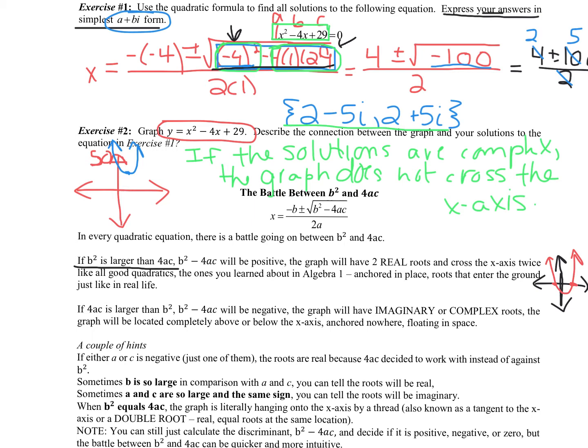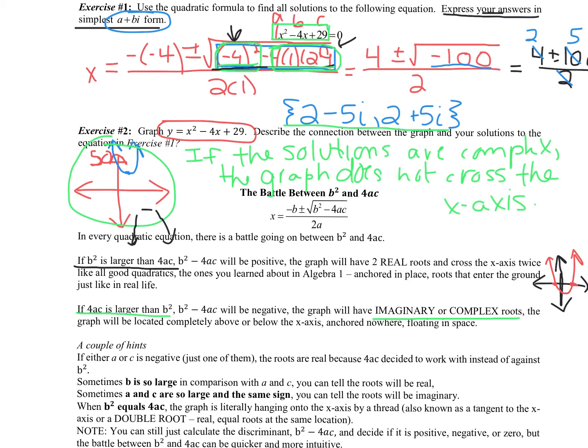Now in our problem, if 4ac is larger than b squared, so that 4 times 1 times 29 was bigger than negative 4 squared, right? Or 4 squared would be fine too, right? 16 compared to what that second part is, which is 116. b squared minus 4ac will be negative. The graph will have imaginary or complex roots. The graph will be located completely above, so that's what we saw here. Or it could also be completely below.